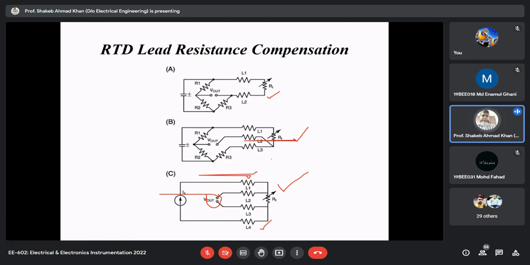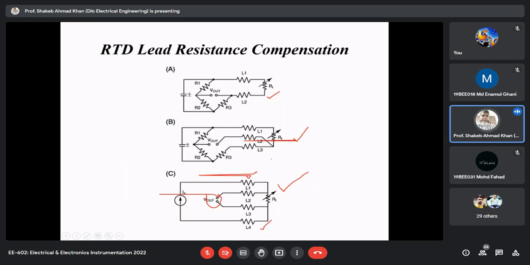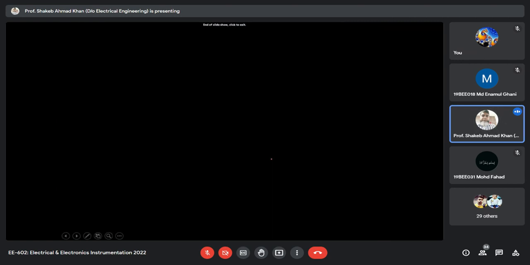You can look up how it is done and what the expression is, but that is out of the scope of your course. At this point, you should know that wire RTDs with different numbers of wires are available in the market, and if you have more than two wires, they are for implementation of lead compensation when connected to the measurement circuit. So this is the main thing.